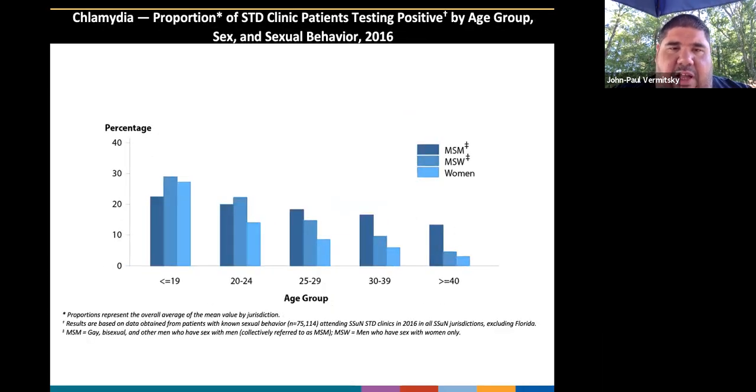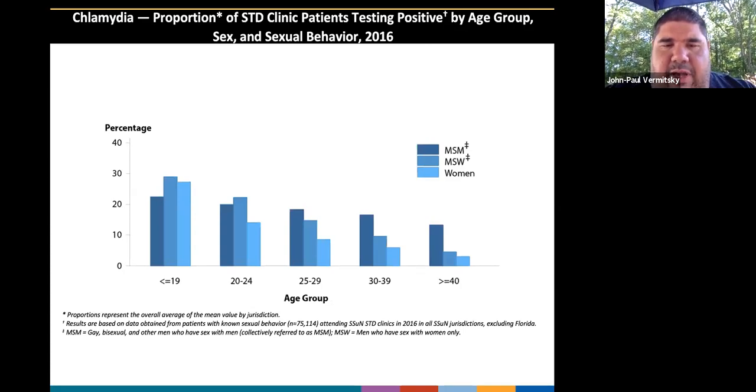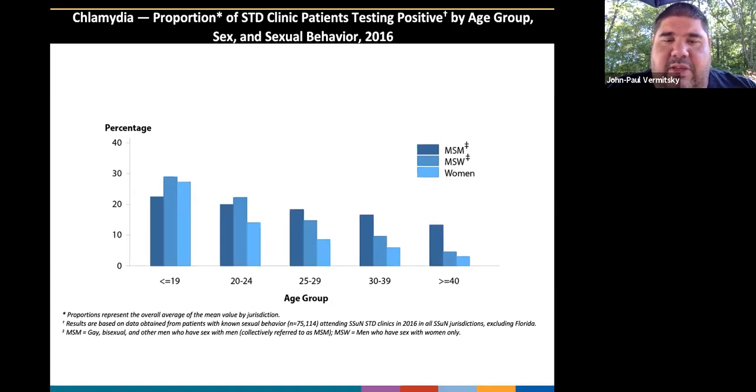And then finally, the last statistic that we'll look at for chlamydia is breaking it down by who you actually have sex with. And one of the things that we've seen, especially over the past decade, is actually an increase in individuals contracting STIs in men who have sex with men.